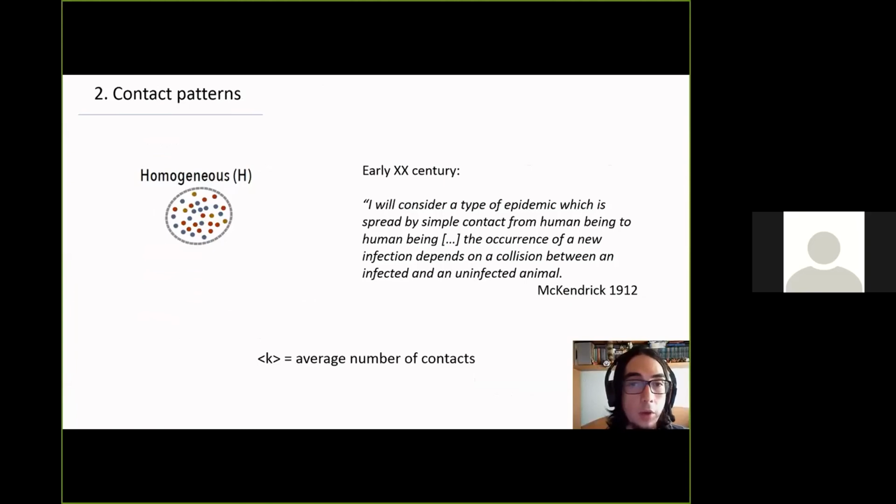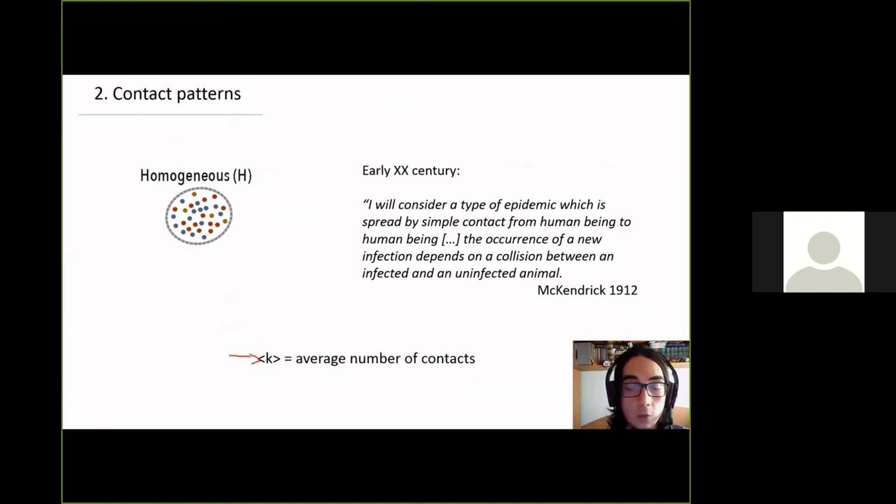The first epidemic models were introduced in the early 20th century, and they consider a very simple approximation. They just consider that the population was completely homogeneous and that everyone behaved the same. They just assumed that each individual would contact a certain number of other individuals, and this was encoded in just one number, the average number of contacts.